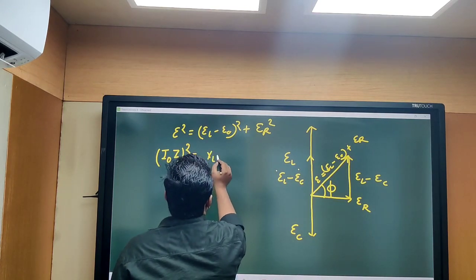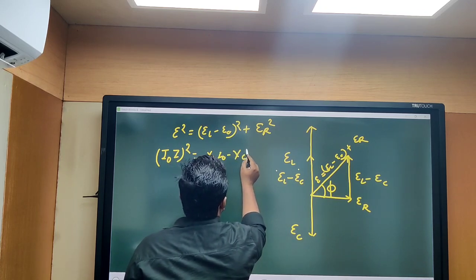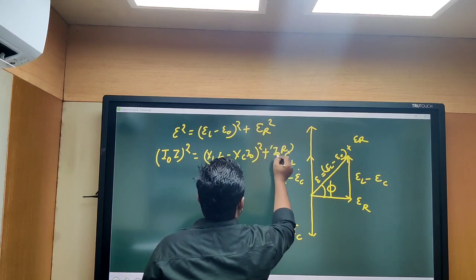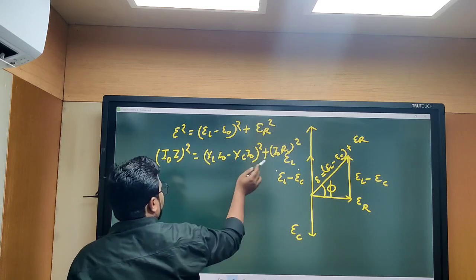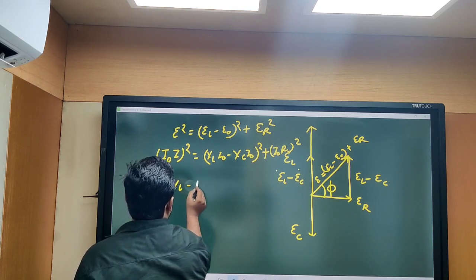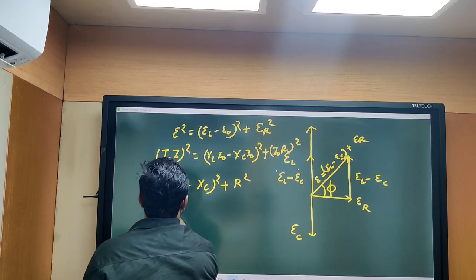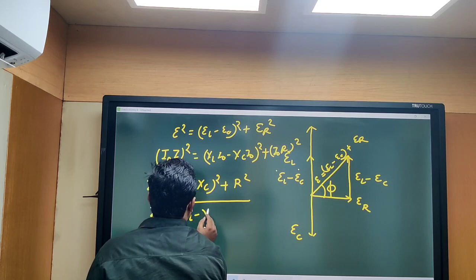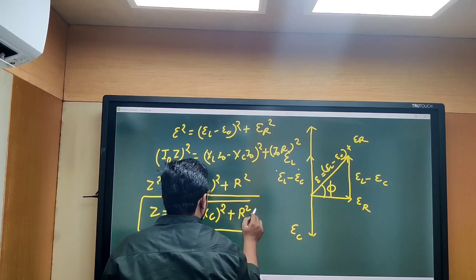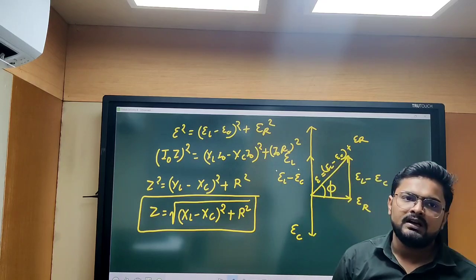EL, that is XL I naught, minus XC I naught, whole square, plus ER, that is I naught R, square. Okay, now take I naught square as common, then Z square equals XL minus XC whole square plus R square. So Z equals under root of XL minus XC whole square plus R square. This is the formula of the impedance.